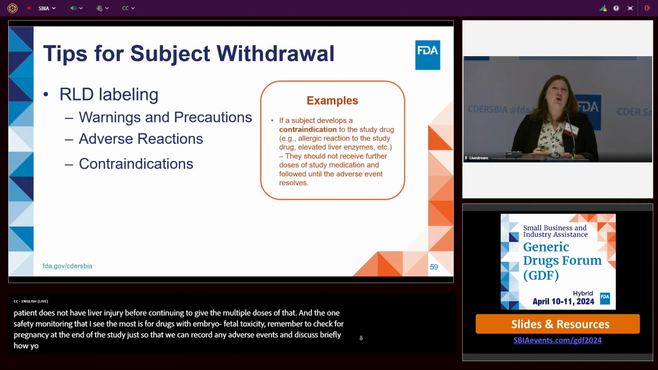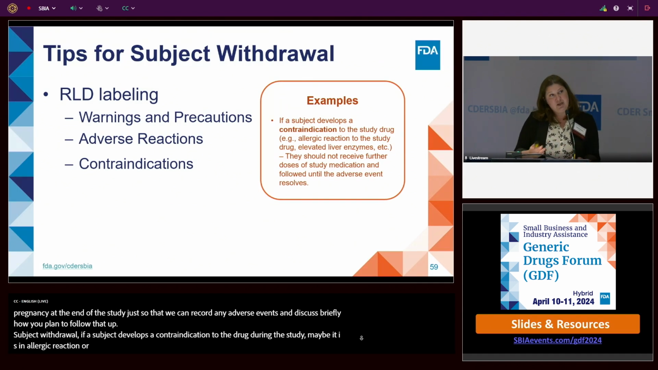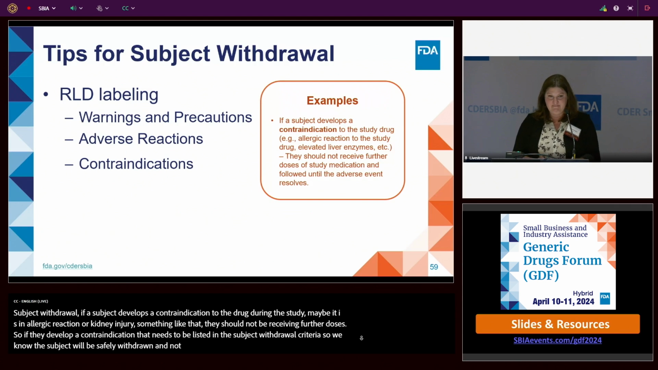All right, subject withdrawal. If a subject develops a contraindication to the drug during the study, maybe that's an allergic reaction, maybe that's a kidney injury, something like that, then they should not be receiving further doses of it. So if they develop a contraindication, that needs to be listed in the subject withdrawal criteria so we know that those subjects will be safely withdrawn and not additionally dosed with the medication.